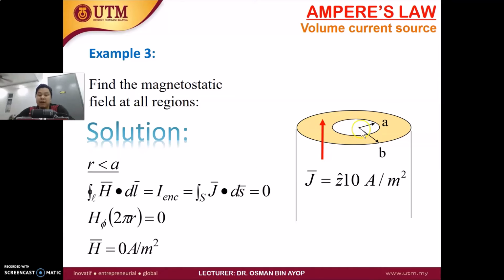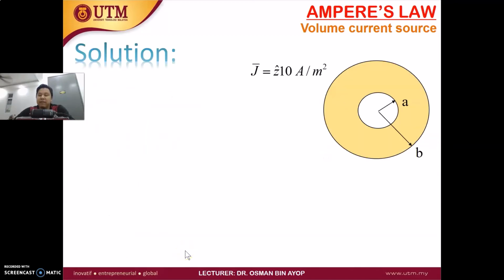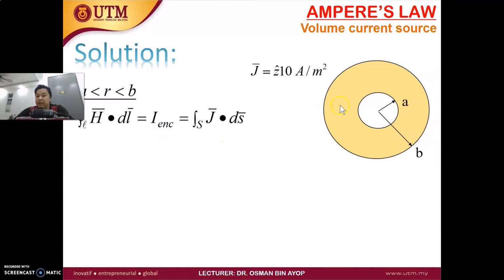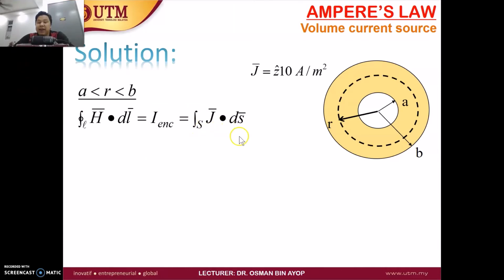First, when r is less than a, when we solve the closed integration of H dot dl equal to I enclosed, we draw the Amperian loop here. There is no current inside our Amperian loop. That's why the integral of J dot ds is equal to 0, and the field is equal to 0. Next is between a and b. When we draw the Amperian loop between a and b with the radius r, the closed integration of H dot dl equal to I enclosed is equal to the integral of J dot ds. J is given, and the ds is here, between a and b.